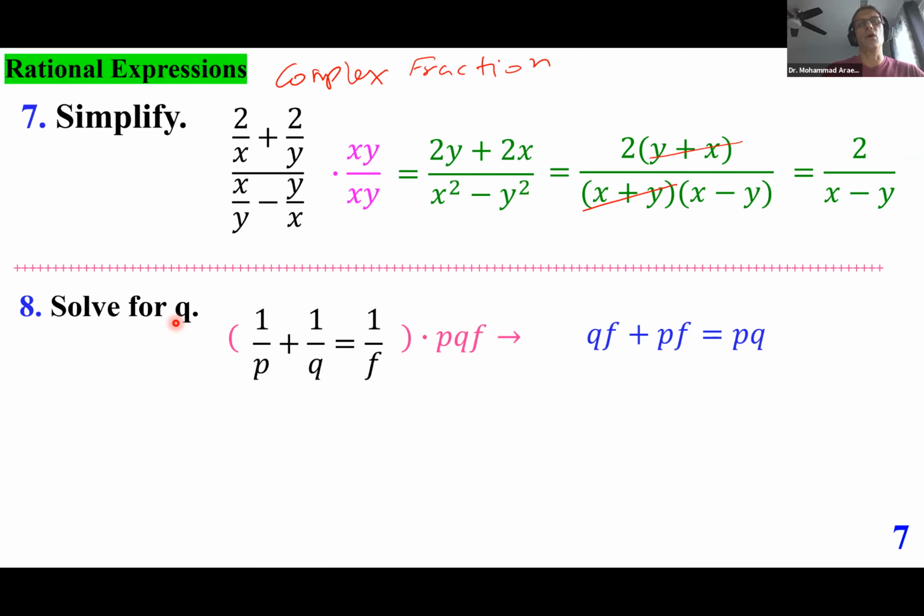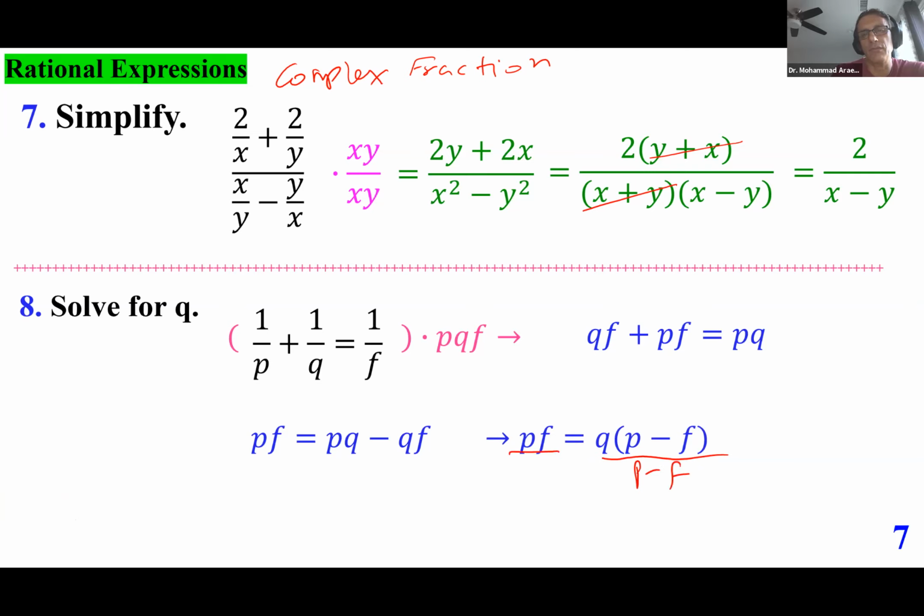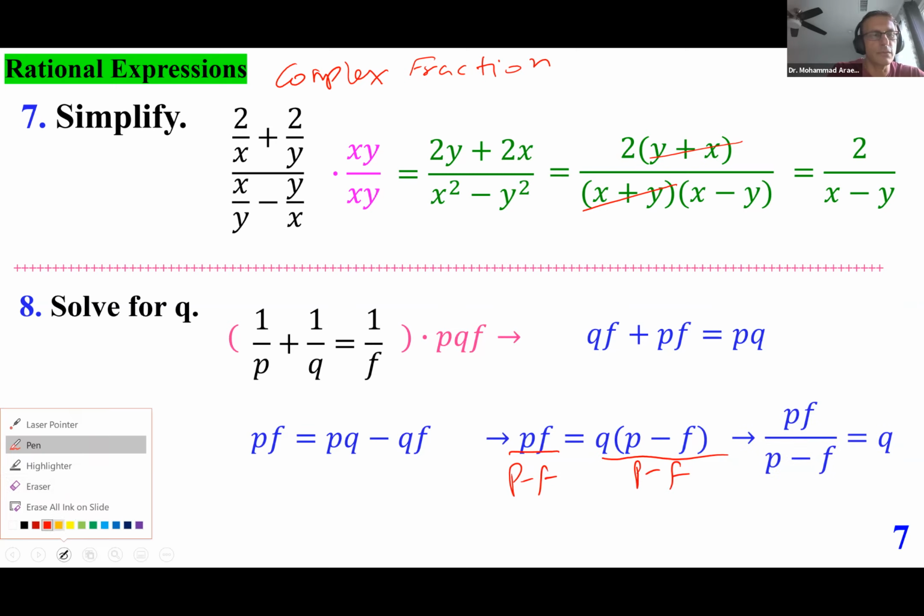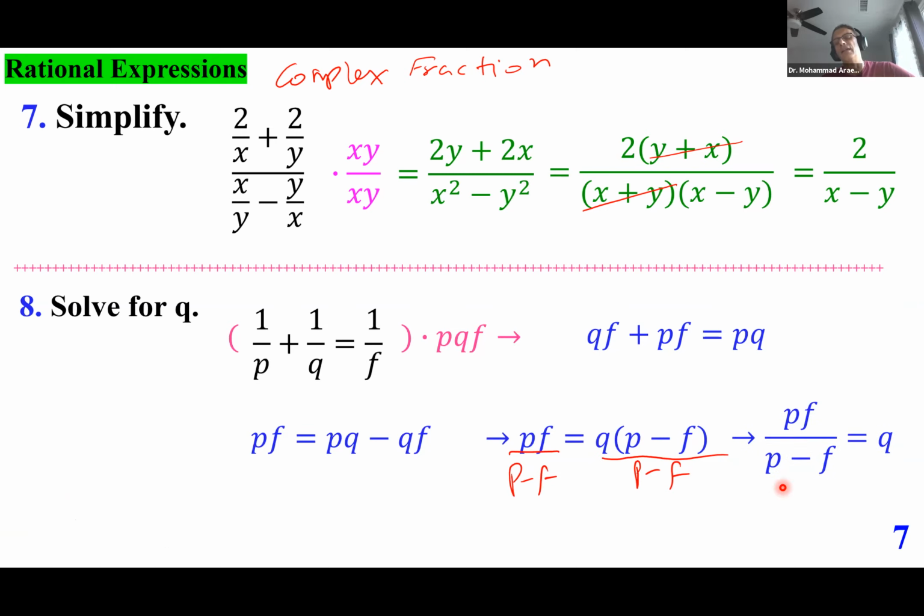Therefore, we are bringing all the Q's together. This one can be moved to the right because that's the least number of steps, although I can bring this one to the left and this one to the right. Now, in this case, we can take out the Q. And since we are solving for Q, we're going to get rid of P minus F by dividing both sides by it. And as you can see, if you're solving for Q, the result on the other side cannot have any Q's.